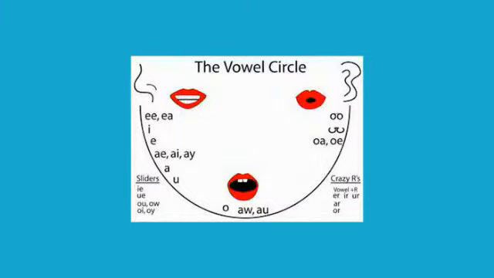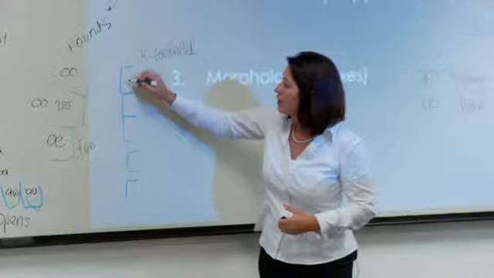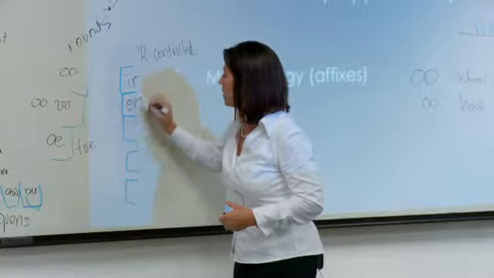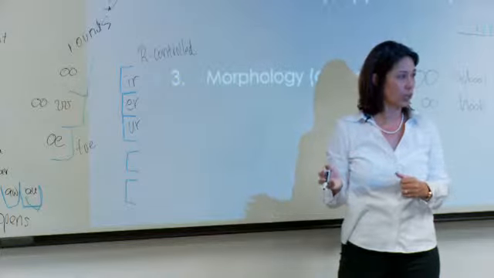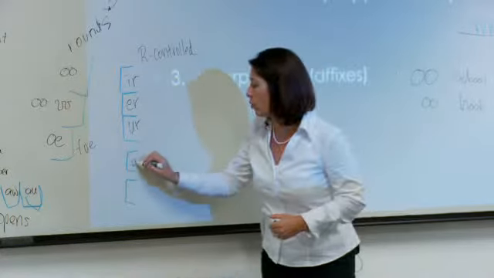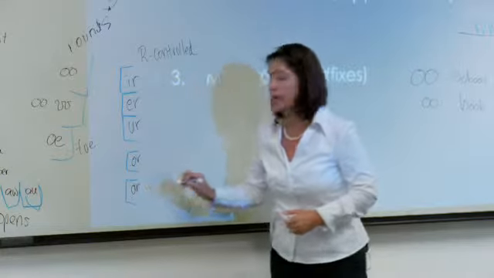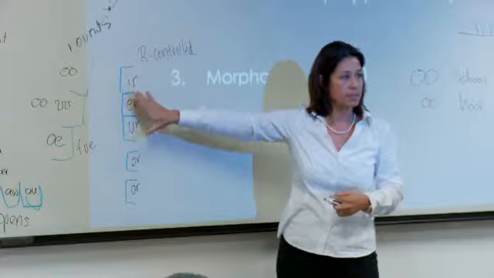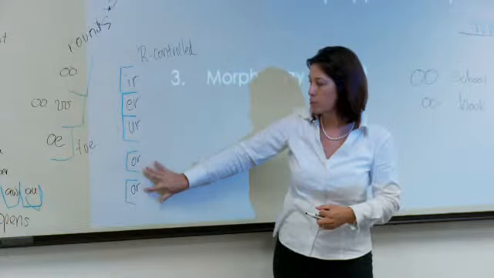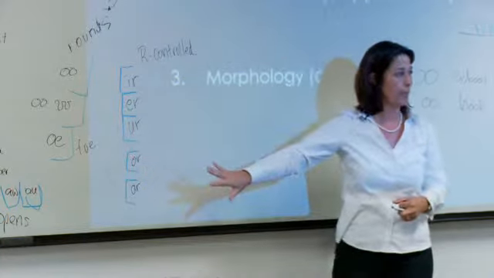Next are the r-controlled vowels, and you've probably heard of these. The LIPS program calls them crazy R's. I like to call them r-controlled, it's easier as we go into the syllable types. So we have three vowel spellings that make the exact same sound, then we have or, and then we have ar. Does it matter what order you put them in? No, so long as these three are grouped together, making one sound, and these two have separate boxes because they make two separate sounds.